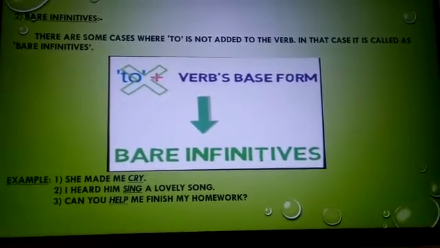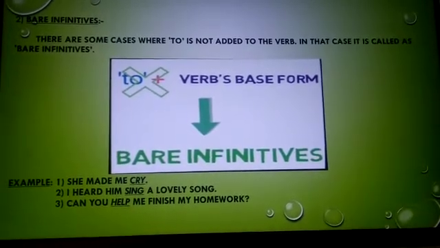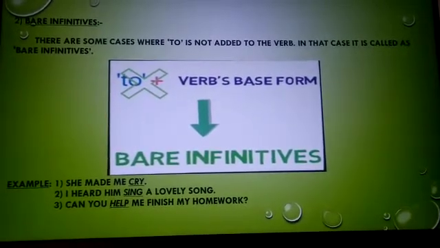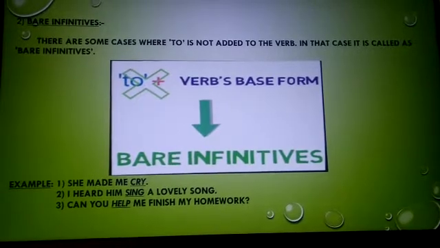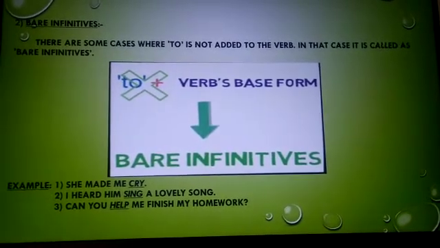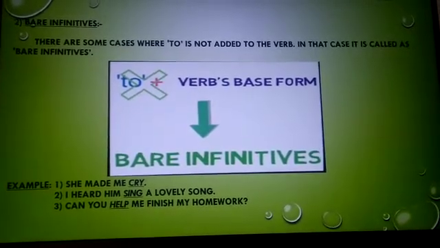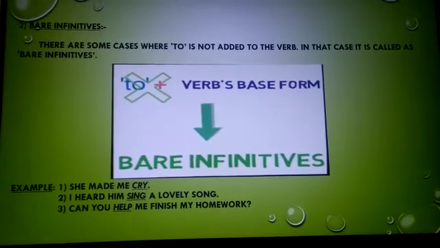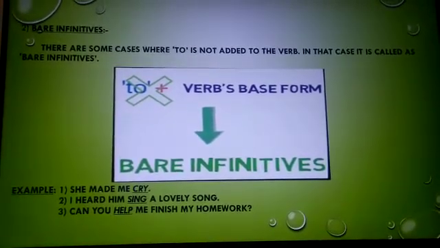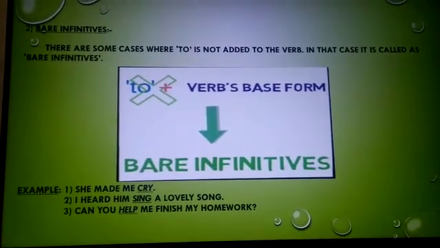Let us see the examples. First one: she made me cry. Here she is a subject, cry is a verb. So here cry is standing alone, it doesn't have to. So cry is a bare infinitive. Second one: I heard him sing a lovely song. Here we can see that sing is a bare infinitive as there is no to in the sentence.